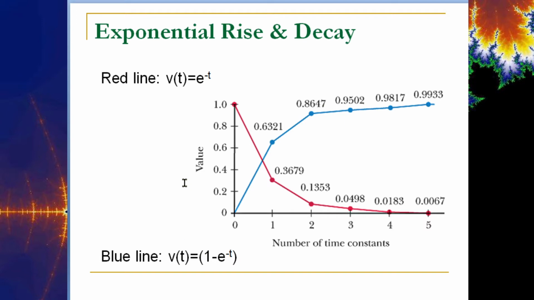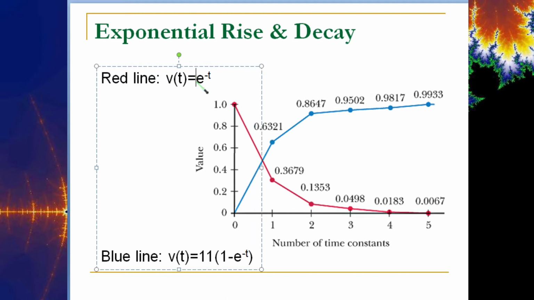Okay, so the voltage here, the reason why there's no Vs out in front is because we're assuming that this is going from 1 and charging to 0, or going from 0 and charging up to 1. So there's an implied multiplier out in front here.